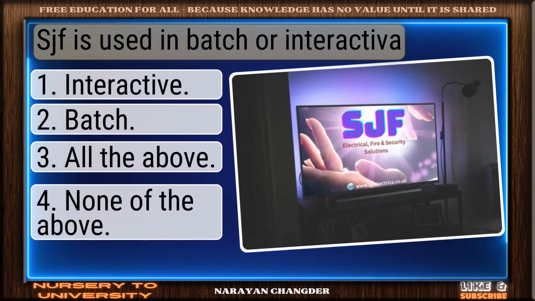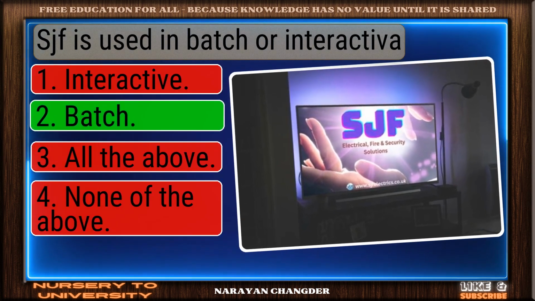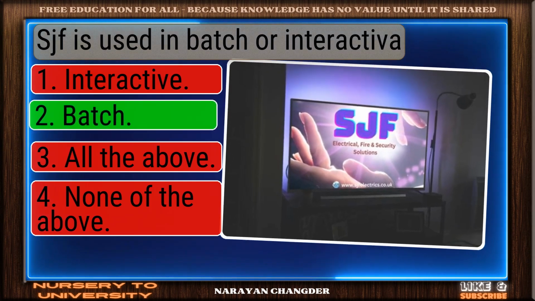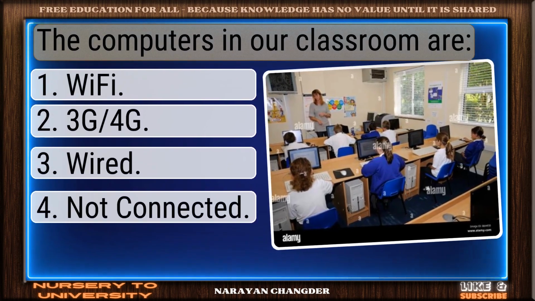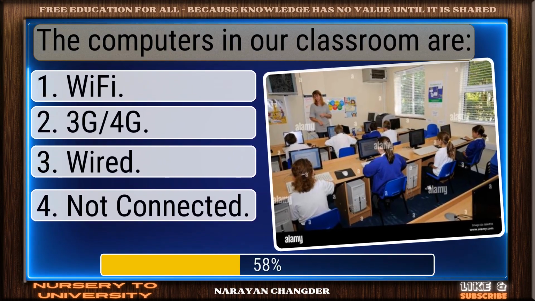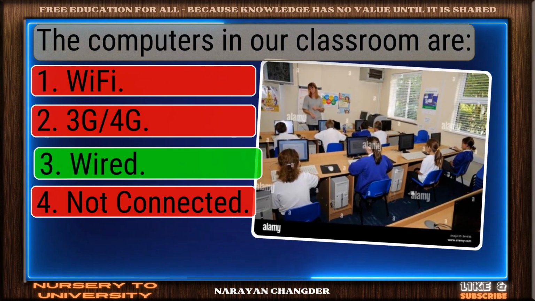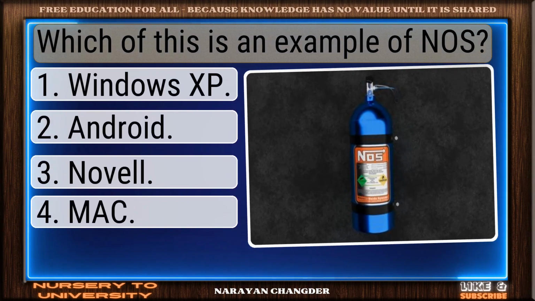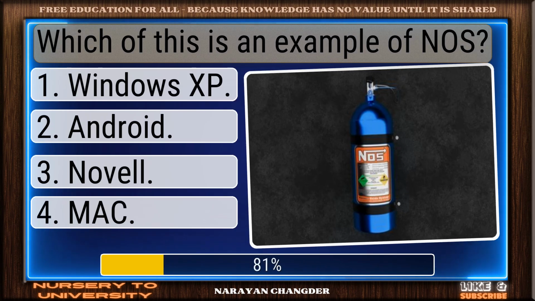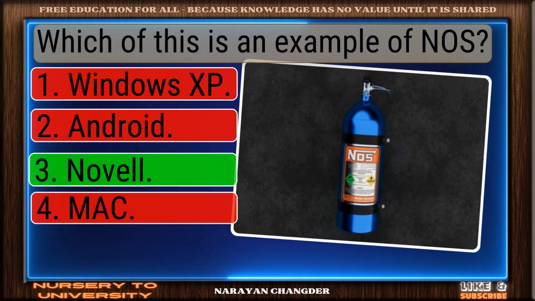SJF is used in batch or interactive. Exactly. Batch makes sense, and it is right choice. The computers in our classroom are. Nice selection. Wired is the correct and valid answer. Which of this is an example of NAS? Sharp thinking. Novell is the right choice.